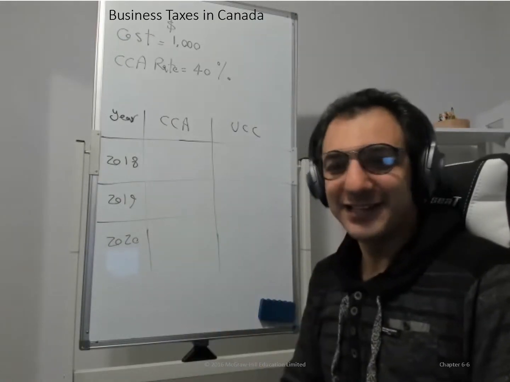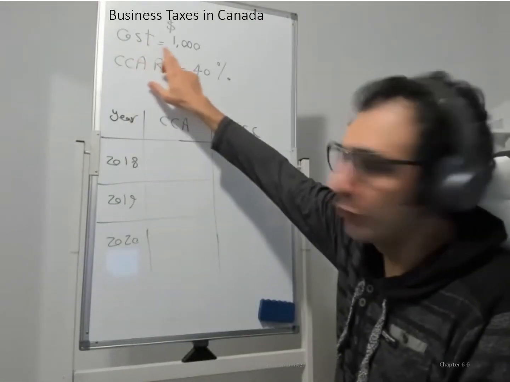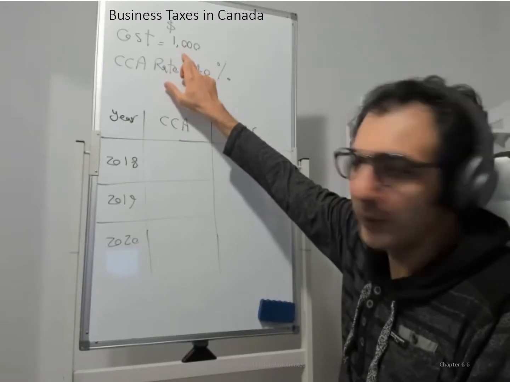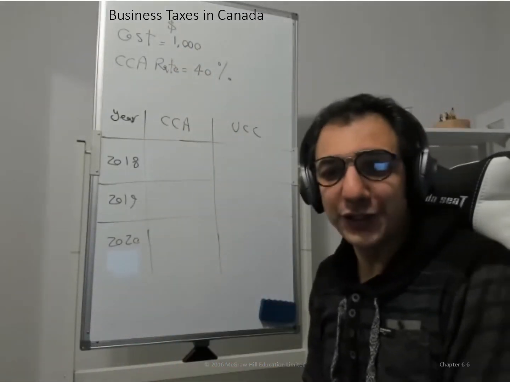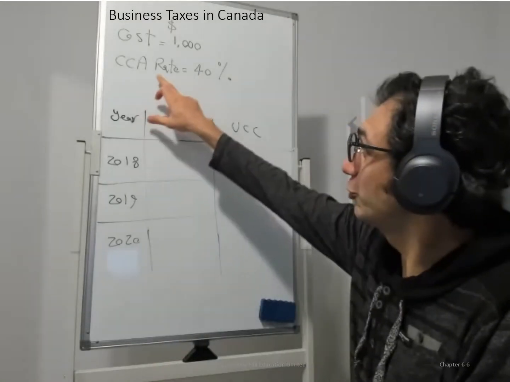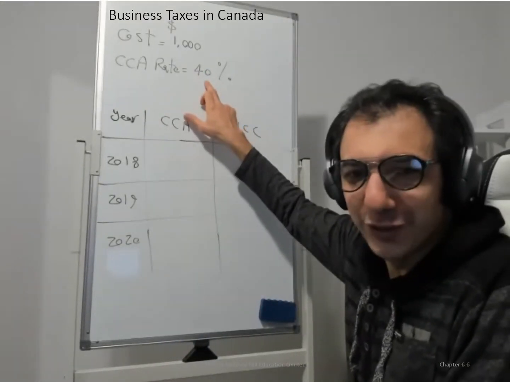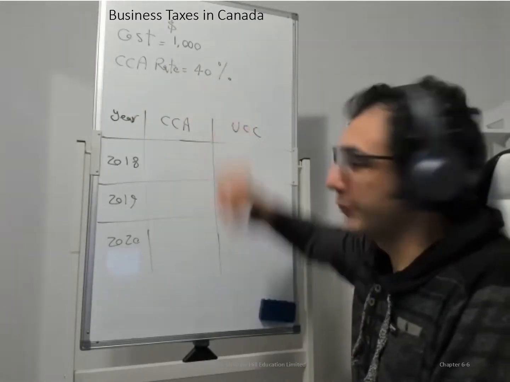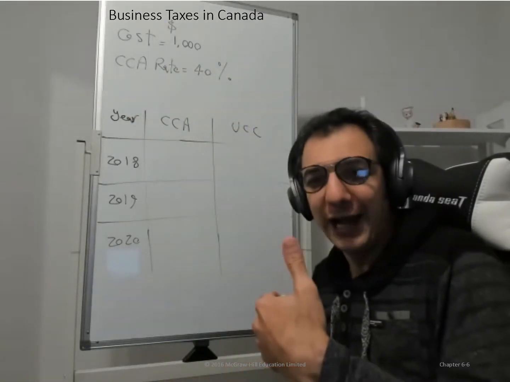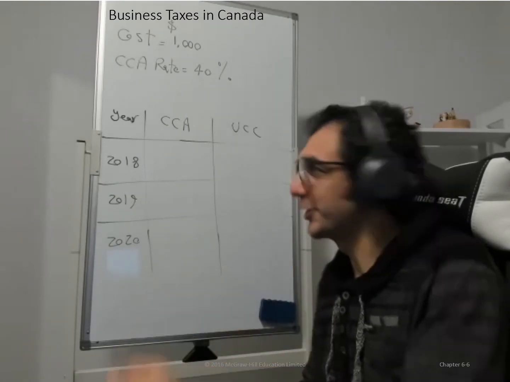Okay, let's look at this example. Let's assume that you just acquired an asset worth $1,000, so you paid $1,000 for that. This asset falls into the class where you have to calculate a 40% depreciation rate. So your CCA rate based on the CRA is 40%. So you have to actually depreciate 40% each year.